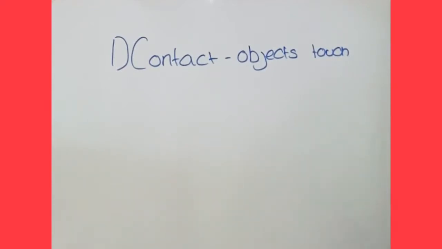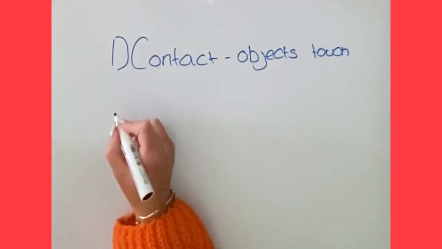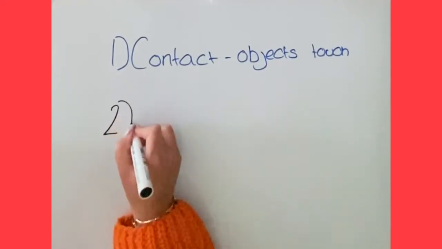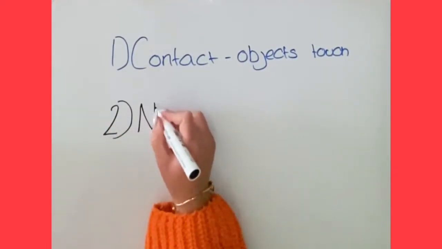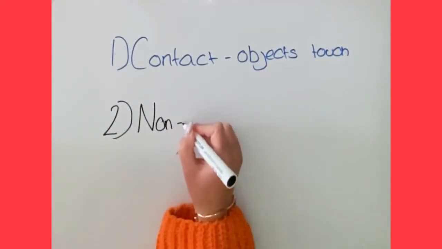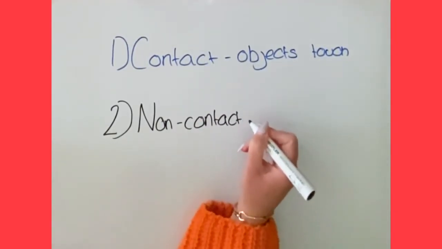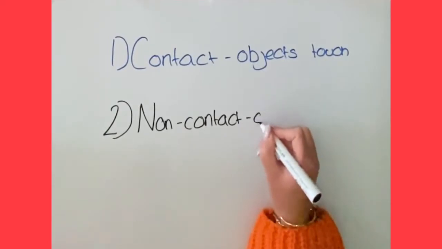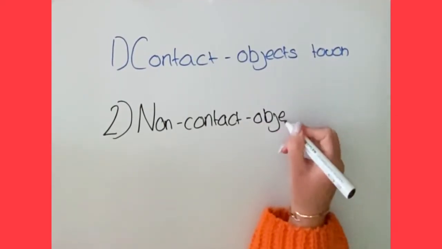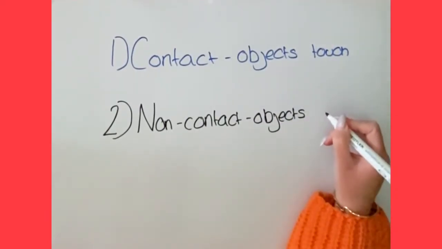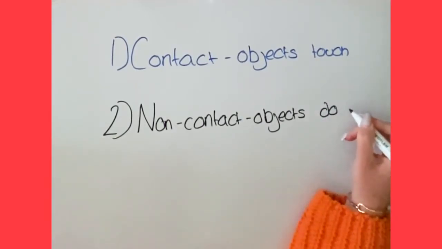Forces, however, can also be non-contact, which means the objects don't touch. For example, a magnetic force. If you were to place two south poles of a magnet together, they would repel, meaning push away from each other, so you couldn't get them to touch even if you wanted to, thus making it a non-contact force.